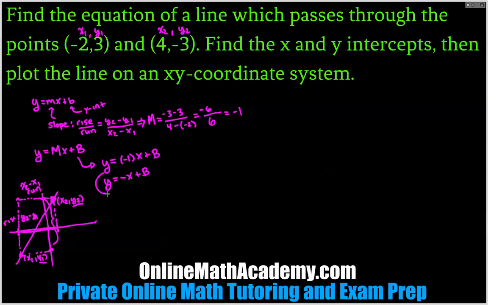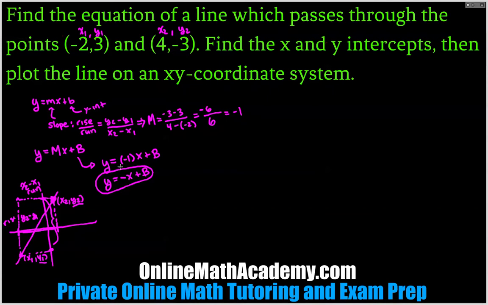Okay, so now we're here, and we're not done yet because we don't have a value for b. And the only information we had was that we want the equation of this line that passes through these 2 points, negative 2 comma 3 and 4 comma negative 3. That's all we have. So how are we going to find b?